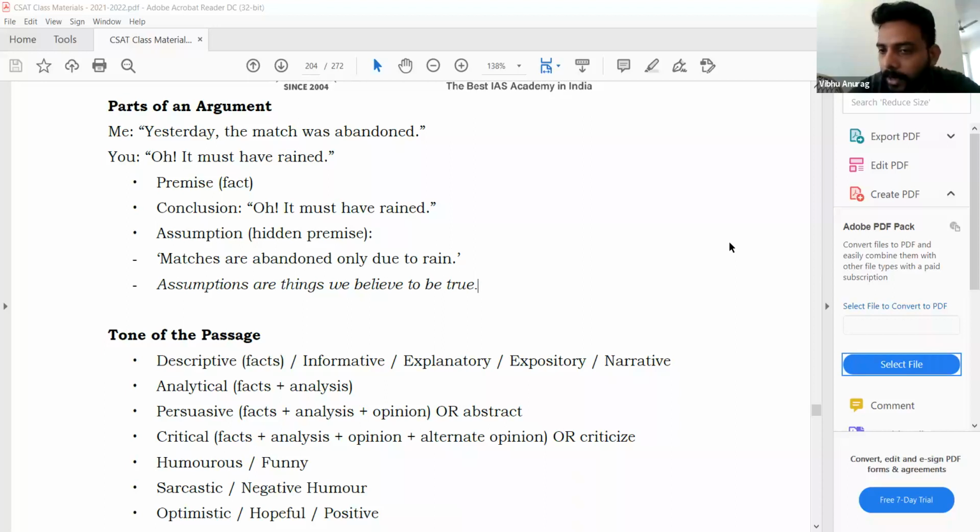Some matches are abandoned due to bad pitch condition. Yes, of course, but that person who is saying it must have rained, he's not thinking about that. So according to him, matches are not abandoned due to bad pitch conditions. That is his assumption. If he believed that matches are abandoned due to bad pitch condition, he will not make this kind of a statement. Got it? We are trying to identify his assumptions. We are not trying to ascertain what actually happened. Okay?